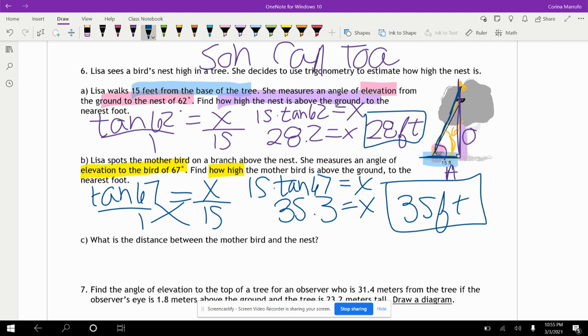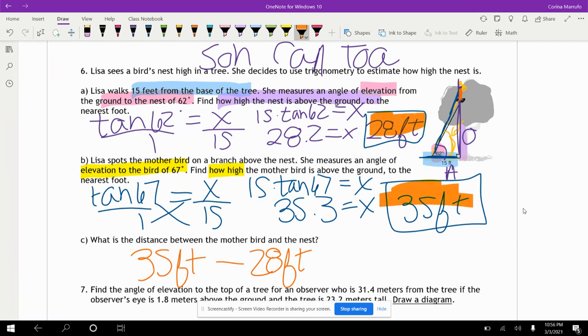Okay, there you go. Now the next one is, what is the distance between the mother bird and the nest? We are looking for the distance between the mother bird and the nest, which is this little section here. The mother bird is 35 feet high. The nest is 28 feet high. So we're going to subtract those. I got those two numbers from these two sections. When I subtract them, that gives me 7 feet. So they are 7 feet away from each other.